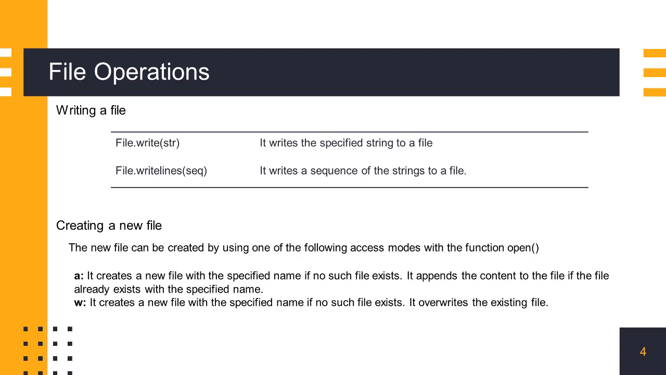Using access mode A, a new file is created if a file with the specified name is not found, else it opens the file in append mode. Access mode W also creates a new file if an existing file is not found, otherwise it will open the file and overwrite it with new data. Let's see these file operations in the Python editor for better understanding.